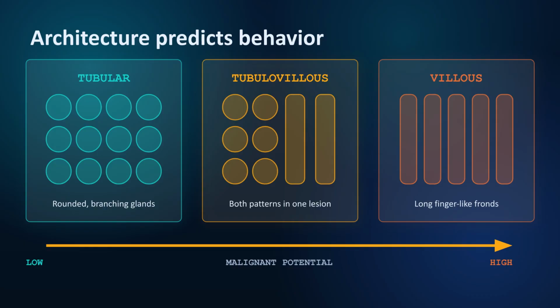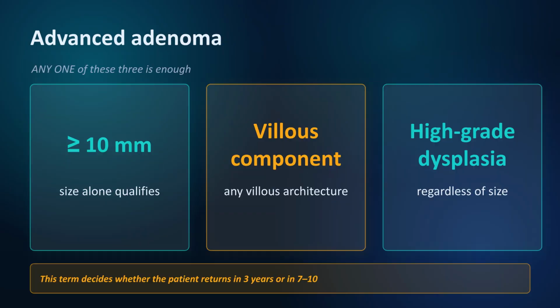So architecture is not a cosmetic detail on a report. It predicts behavior, and it changes the interval. Here is a term you must own. An advanced adenoma is any adenoma that meets at least one of 3 criteria. It measures 10 millimeters or larger, or it contains a villous component, or it contains high-grade dysplasia. Any one of the 3 alone is enough. You do not need all 3.